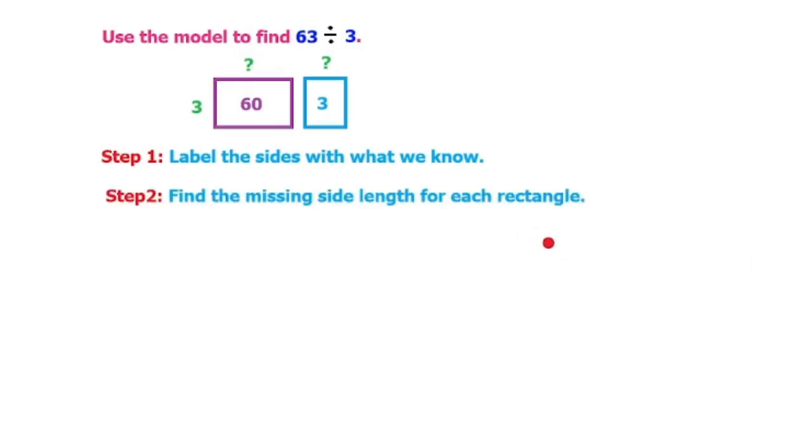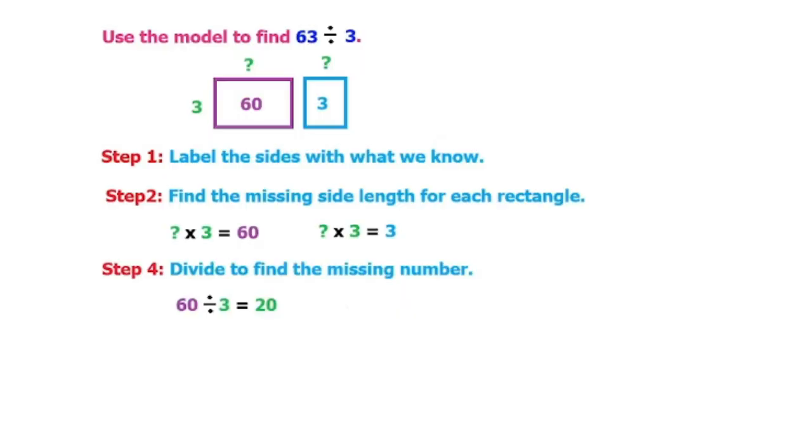So find the missing side length for each rectangle. So how do you do that? If we write it into an arithmetic format, we know that question mark times 3 equals 60 and question mark times 3 equals 3. So now we just need to solve for the question marks.